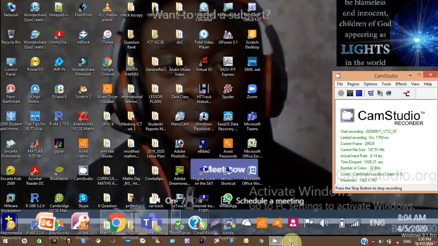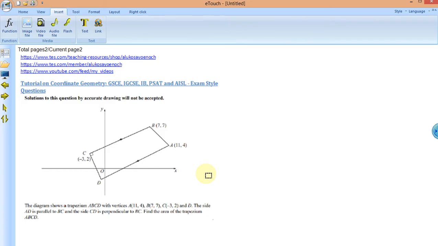Okay, so let's take a look at the next question now. The diagram shows a trapezium ABCD with vertices A (11,4), B (7,7), C (-3,2), and D. The side AD is parallel to BC, and the side CD is perpendicular to BC. Find the area of the trapezium ABCD. So we have to find the area of the trapezium, and if you look at this one here, the coordinate of D is not given.